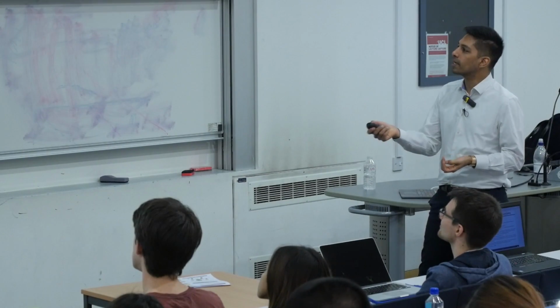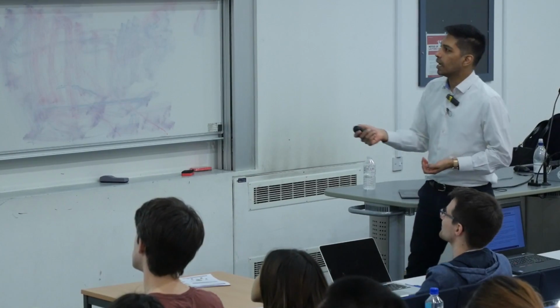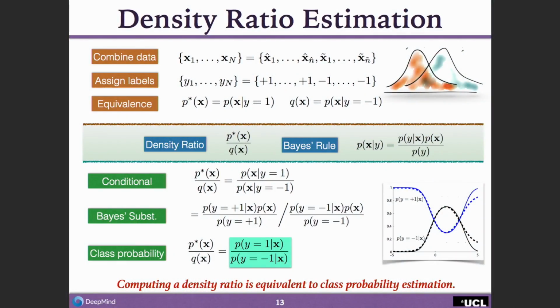Okay, let's do a reminder. Here's the problem we are interested in. There's the density ratio of P divided by Q, and it's always useful to keep in mind Bayes' rule. Bayes' rule is just a rule to do inverting probability, so to invert the probability of y given x to the probability of x given y using the ratio of the two marginals. So what we're going to do is sample data from P star and sample data from Q of x. We're going to call all the data from P star x hat and all the data from Q x tilde, and we're going to put them together into one big data set.